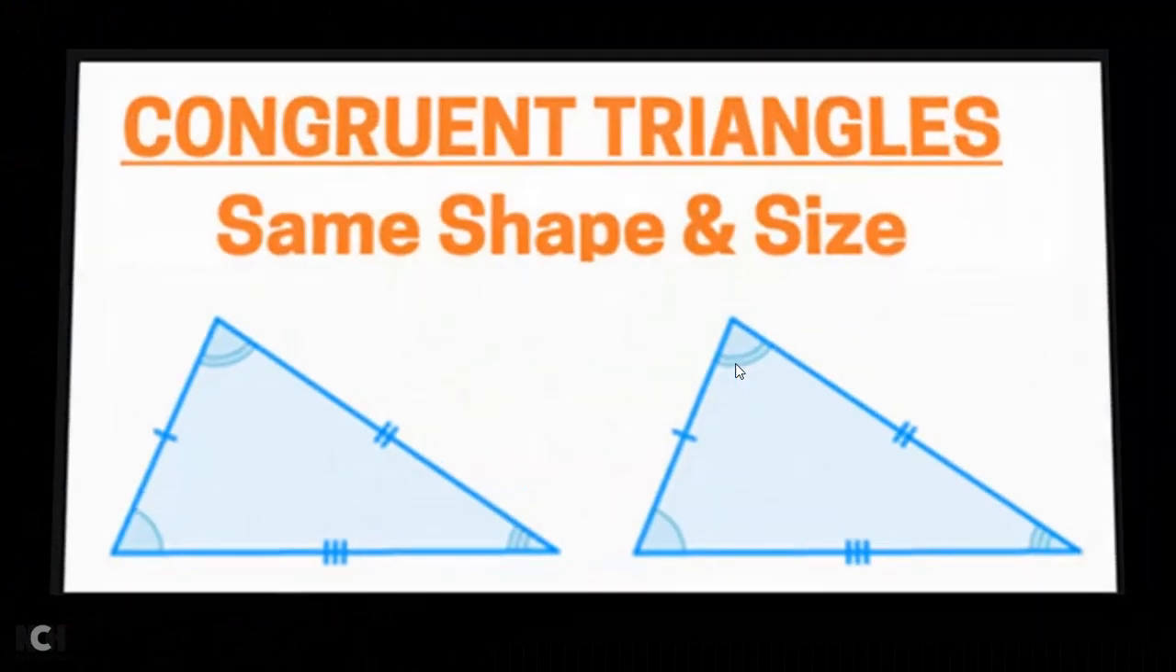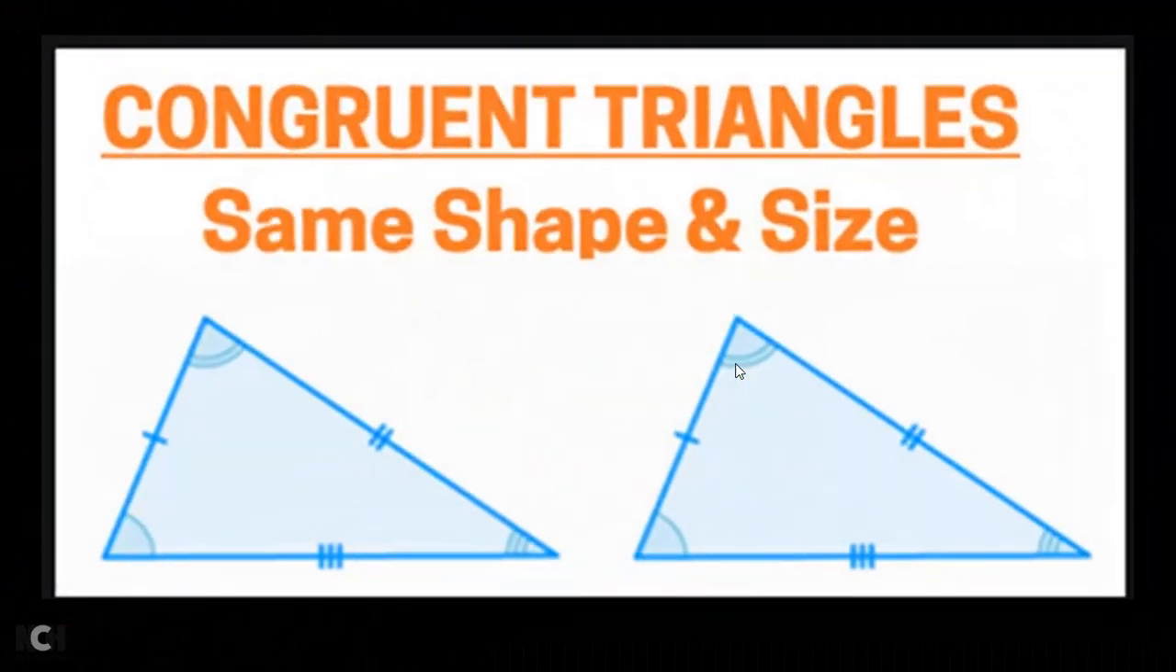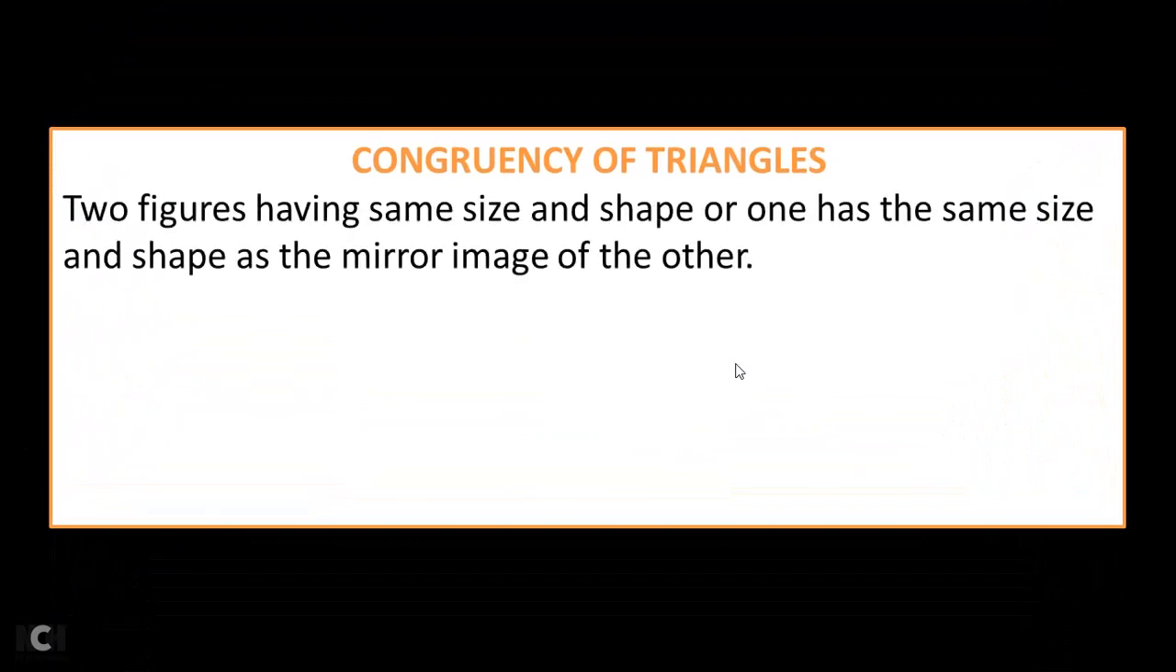In this lesson, we take a look at the congruency of triangles. We speak of triangles which have the same shape and the same size. Okay, what does congruency mean? Congruency simply means if we have two figures with the same size and shape, then those two shapes or triangles are congruent to each other.